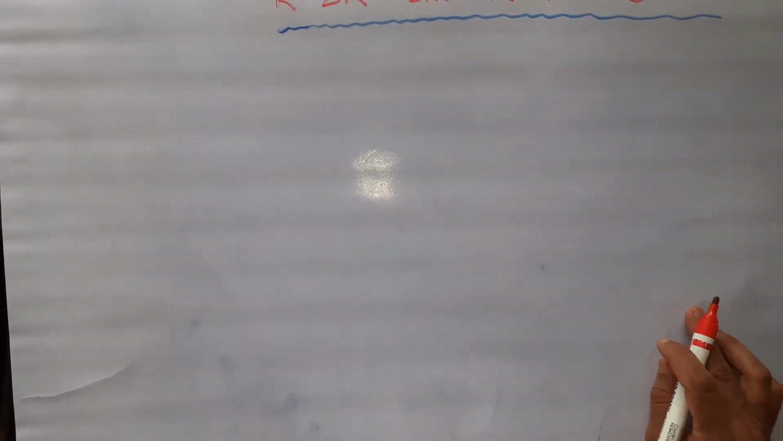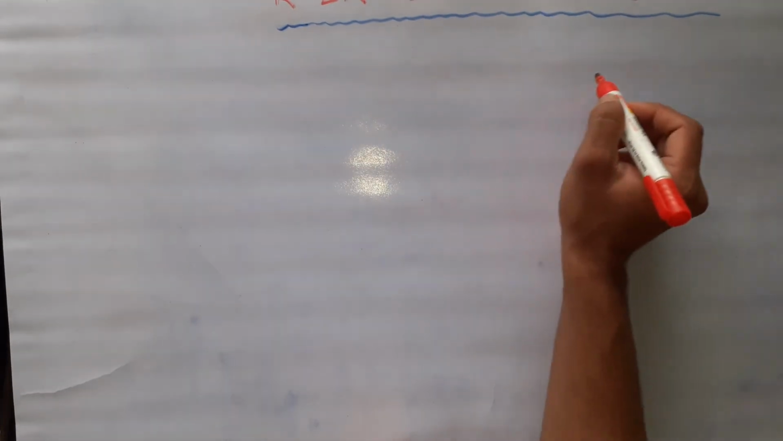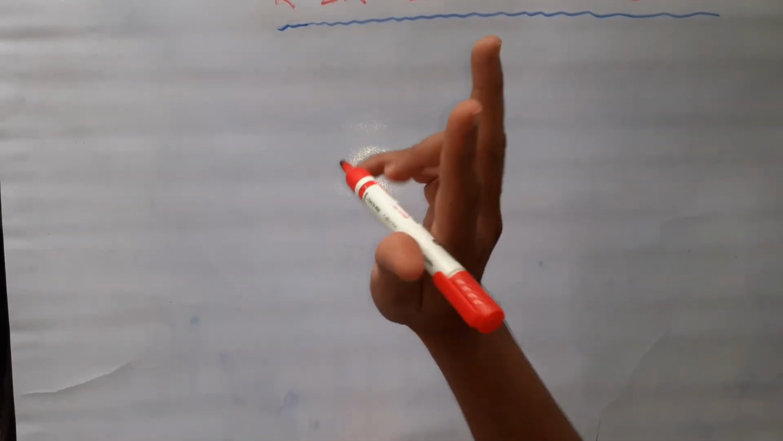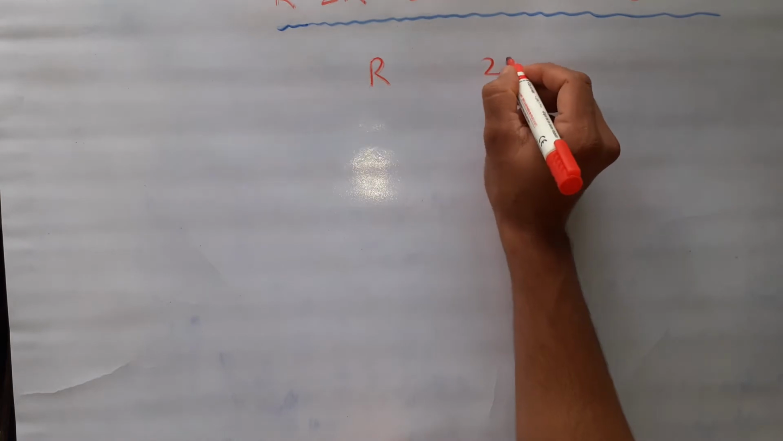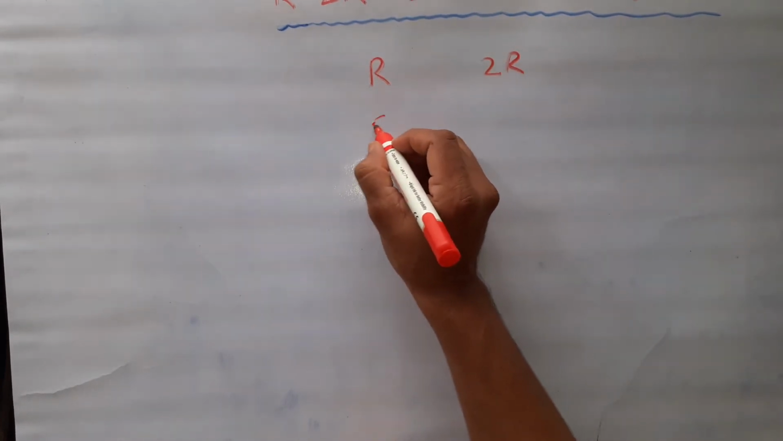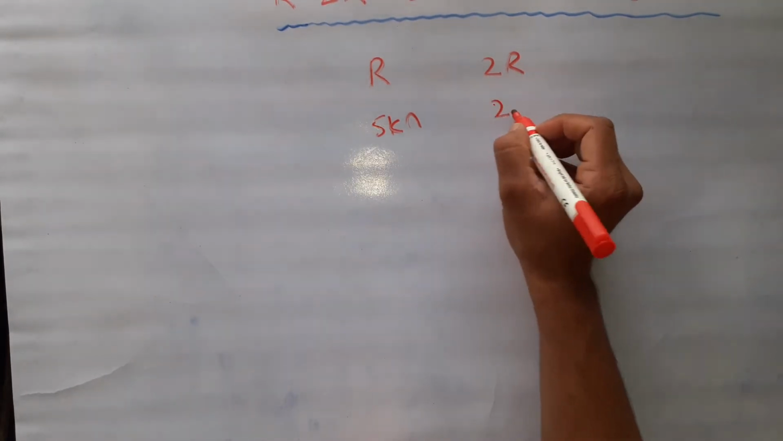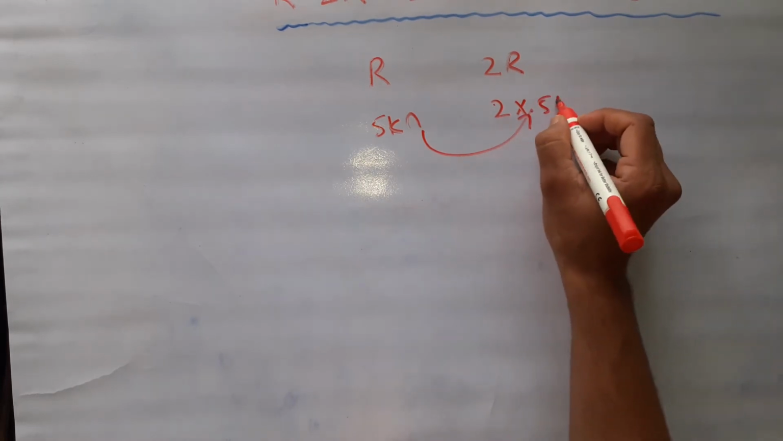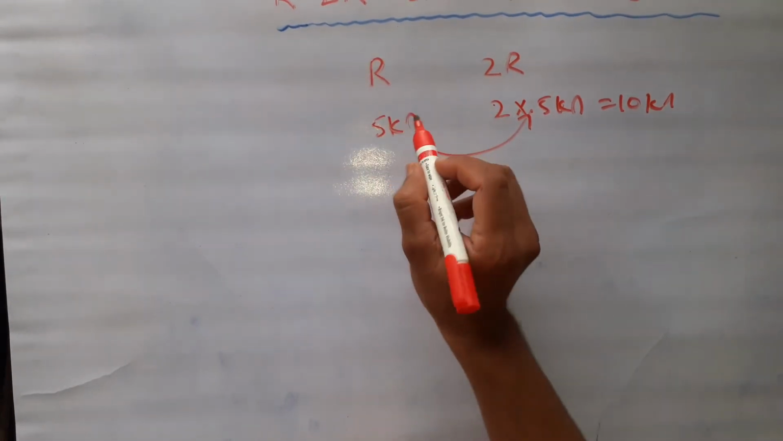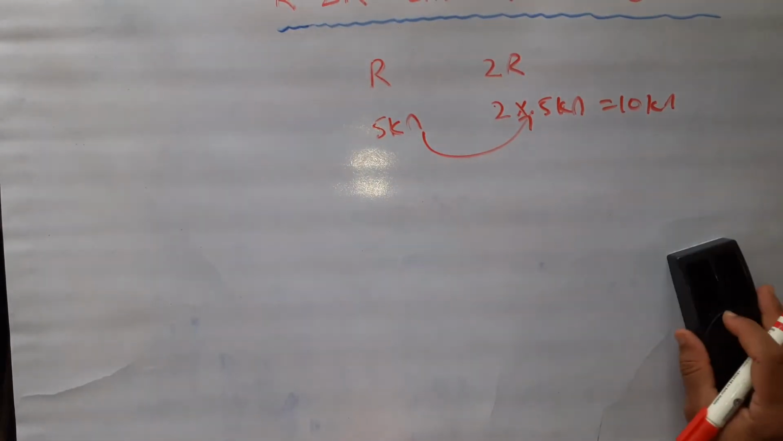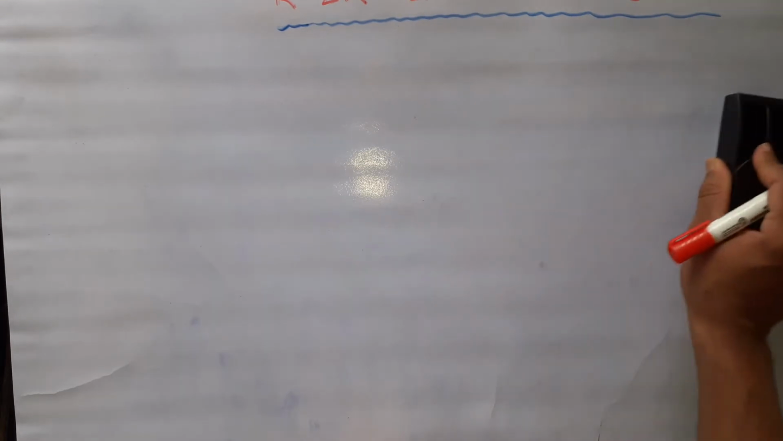Now here, as the name indicates, R to R means this particular digital to analog converter will be using only two types of resistors. One is R and the other one is 2R. Means if R is of 5 kilo ohm, then the 2R will be 2 into 5 kilo ohm, so it will be 10 kilo ohms. One will be of R value, the other will be double of that R. So it is also called R to R ladder DAC.